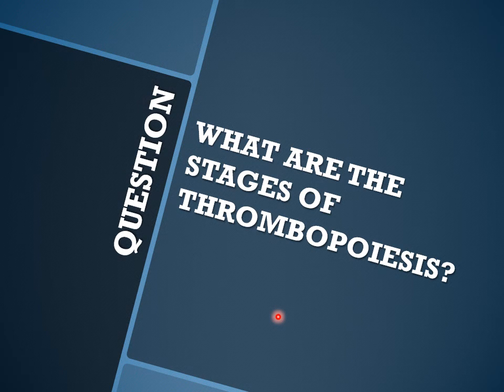Next, thrombopoiesis or megakaryopoiesis. So, let's go back to those stages. What is the youngest cell? It is the megakaryoblast. Next is the promegakaryocyte. Next is the megakaryocyte. In some books, there is also the meta-megakaryocyte. And lastly, the fragments of the cytoplasm of the megakaryocyte are the thrombocytes or the platelets.